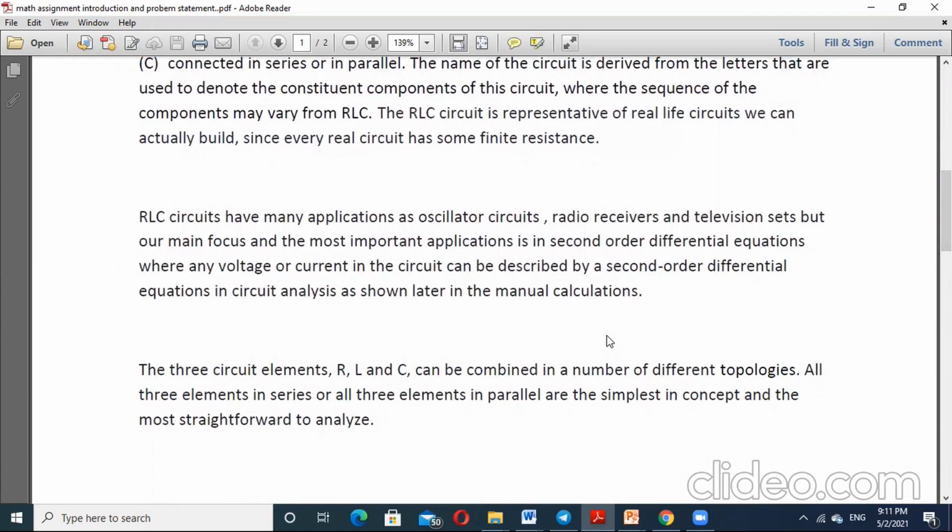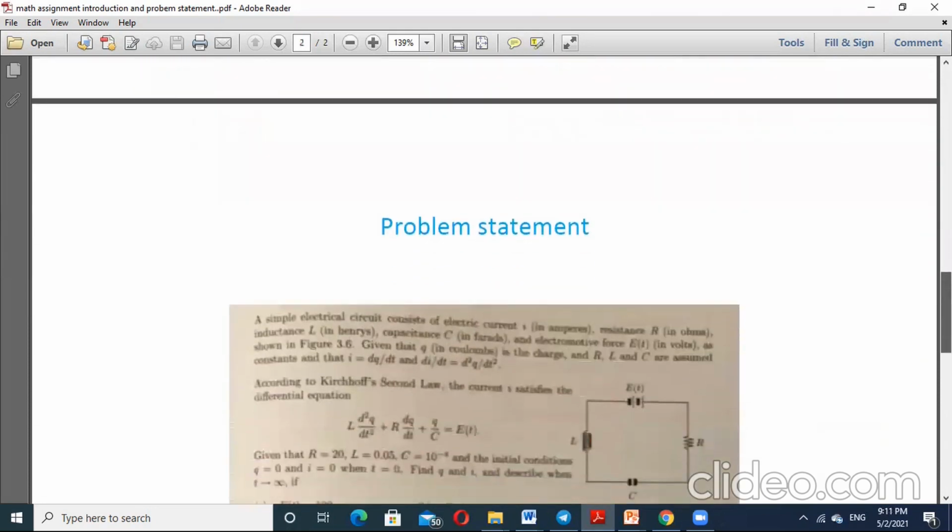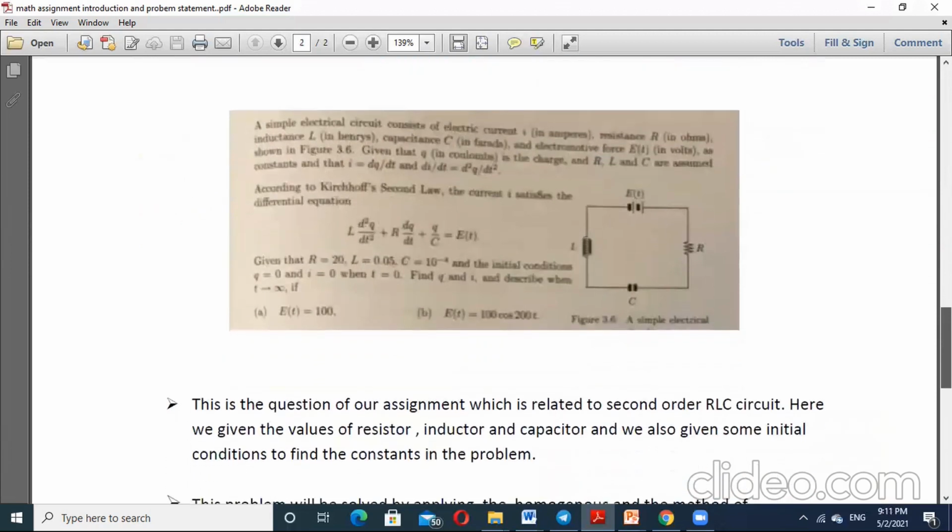But our main focus and the most important application is in second-order differential equations, where any voltage or current in the circuit can be described by a second-order differential equation in circuit analysis, as shown later in the manual calculations. The three circuit elements R, L, and C can be combined in a number of different topologies. All three elements in series or all three elements in parallel are the simplest in concept and the most straightforward to analyze. Then we have the problem statement.